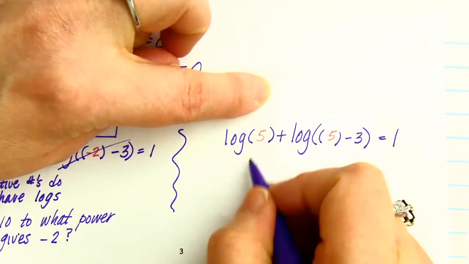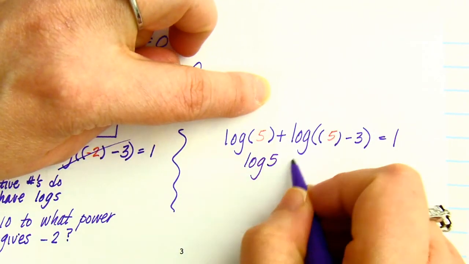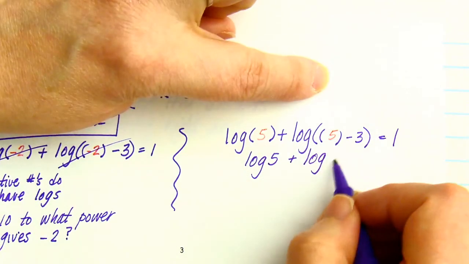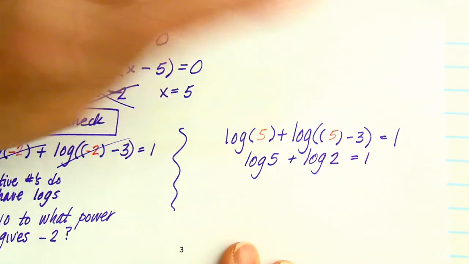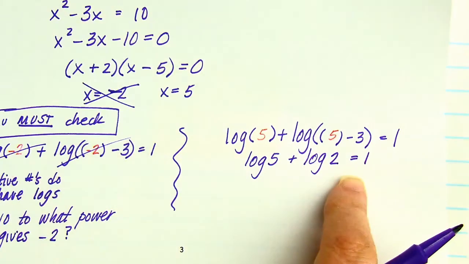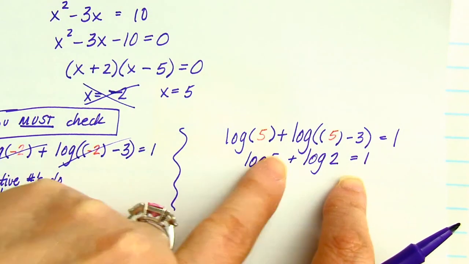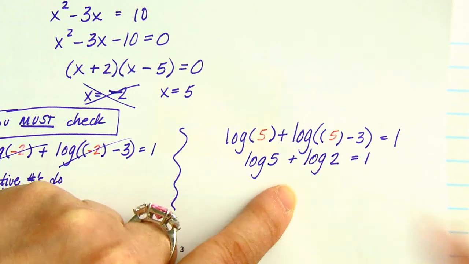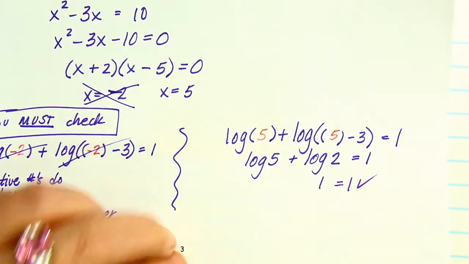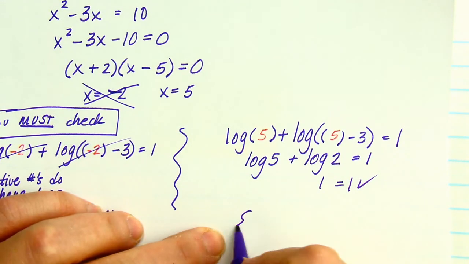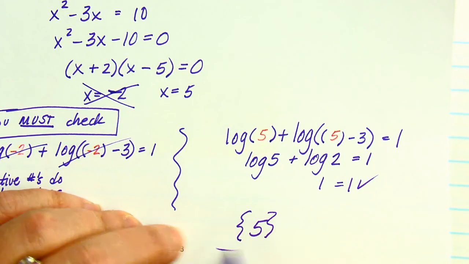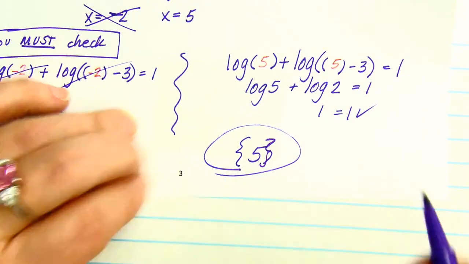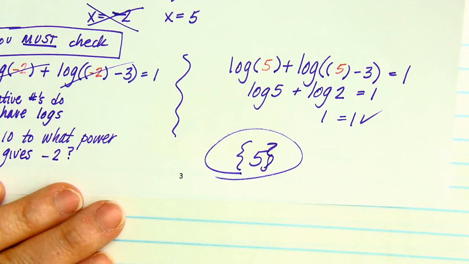This becomes log of 5 plus log of 5 minus 3 is 2. You can put this on the calculator, or look, I could put this back together by multiplication. Log of 5 plus log of 2 is really log of 5 times 2, or 10. Log of 10 is 1. So that works. And now I conclude that my solution is 5 and only 5. Okay, because the negative 2 was extraneous.